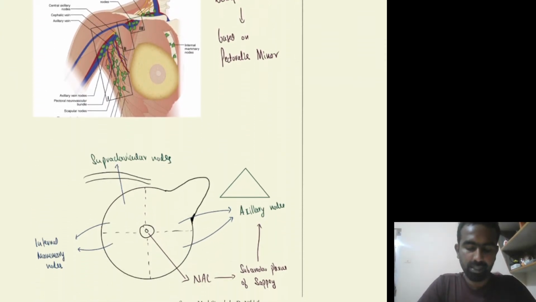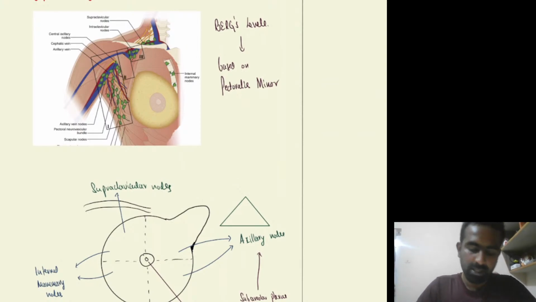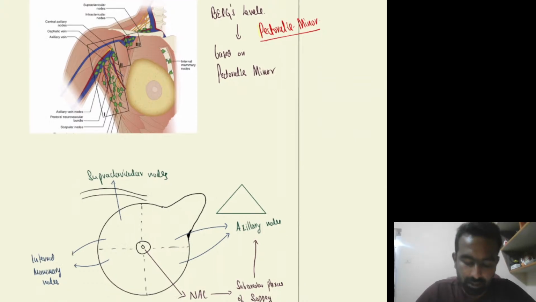The arterial supply and Berg's levels are based on the pectoralis minor. Medial to the pectoralis minor is level 3, lateral to the pectoralis minor is level 1, and behind the pectoralis minor is level 2. It is pectoralis minor, not major, remember this.